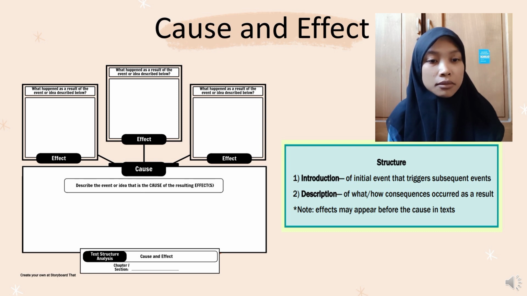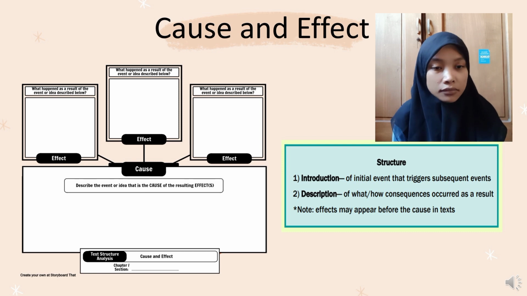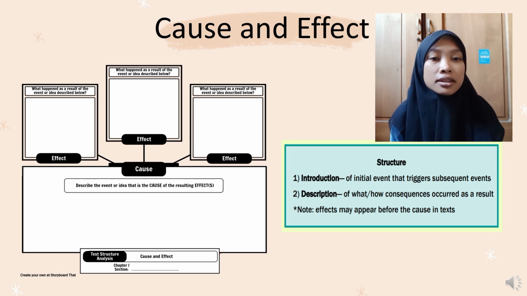So, the structure of cause and effect. The first paragraph is the introduction of the initial event that triggers subsequent events. The second paragraph is a description of what or how sequences occur as a result, and the effect might appear before the causes in the text. So in this text, there is one cause, and maybe in one cause there are two or more effects.